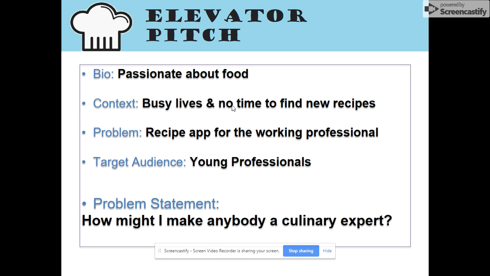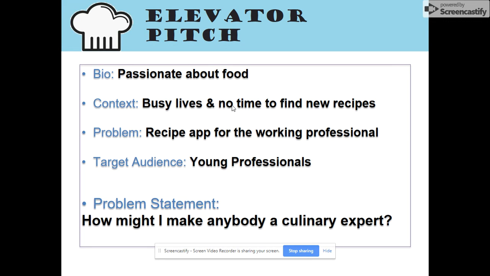So the elevator pitch. I am passionate about food. Without a doubt, it's one of the most interesting things in my day. I live to eat rather than eat to live. Everything just has to be packed with flavor. And although I'm always very good at making the time for it, a lot of my friends, co-workers, even family, don't have the time in their lives to find new recipes, to create these amazing dishes.